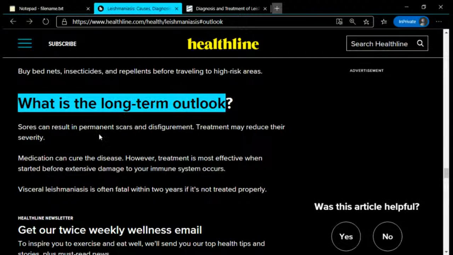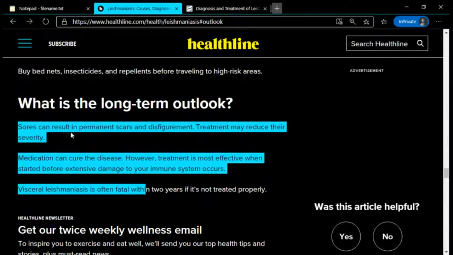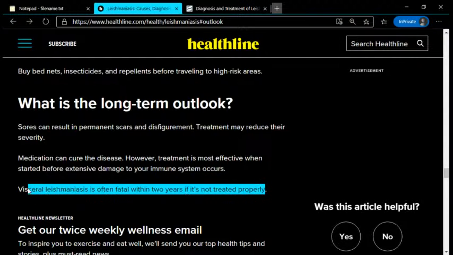What is the long-term outlook? Sores can result in permanent scars and disfiguration. Treatment may reduce their severity. Medications can cure the disease, however, treatment is most effective when started before extensive damage to your immune system. Visceral leishmania is often fatal within 2 years if it's not treated properly. Oh my God, visceral leishmania is dangerous.